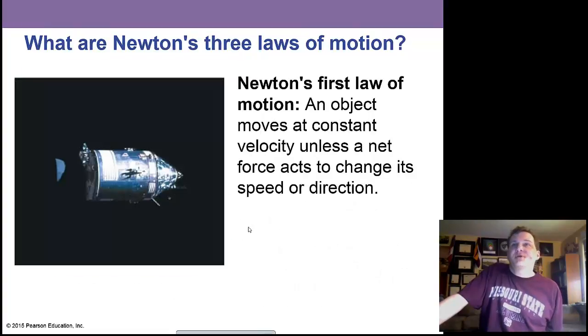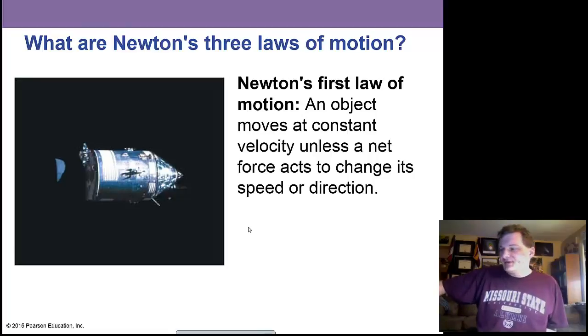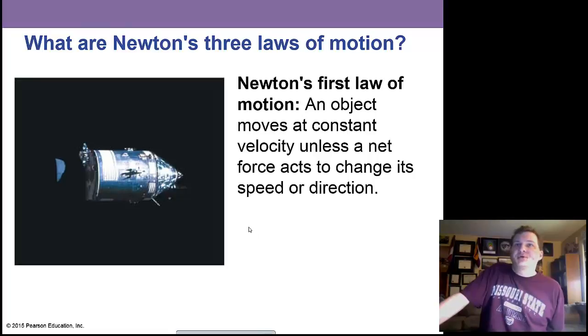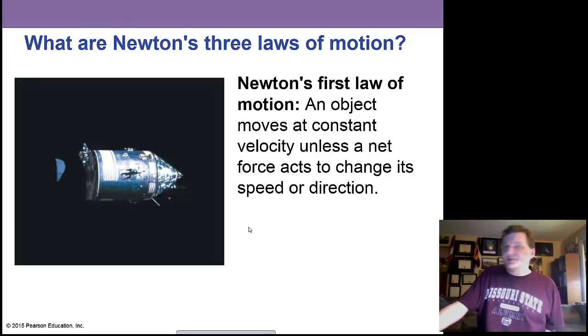Alright, Newton's first law of motion. These laws are very important. You'll need them on the quiz, you'll need them on the exams, and the final. Newton's first law of motion: an object in motion stays in motion unless acted upon by an outside force. That's my description of it. The text says an object moves at a constant velocity unless a net force acts to change its speed or direction. So I've always learned it this way: an object in motion stays in motion, an object at rest stays at rest unless acted upon by an outside force.